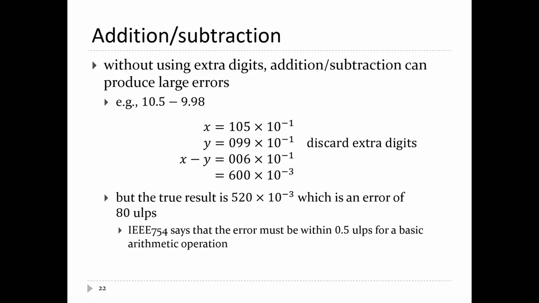Which is enormous. The IEEE standard says if you do any arithmetic with two values, the final value should be within 1/2 an ULP of the true value. So we should be within 1/2 an ULP, but instead we're 80 ULPs away. So almost 2 orders of magnitude, more than 2 orders of magnitude away from the true value. So that's no good. It looks like if we throw away the extra digits that we need to write down, we're going to run into problems.